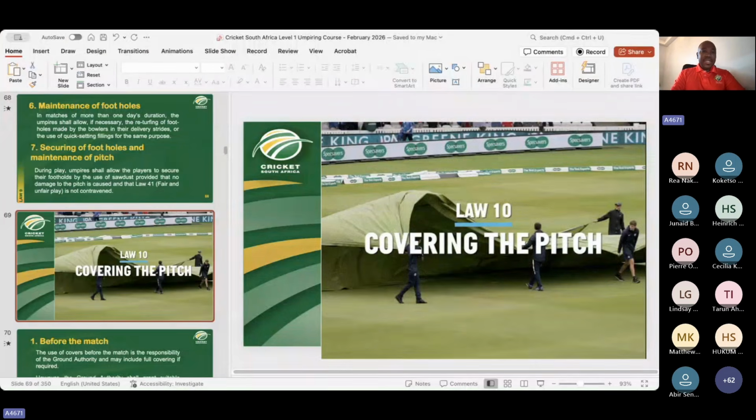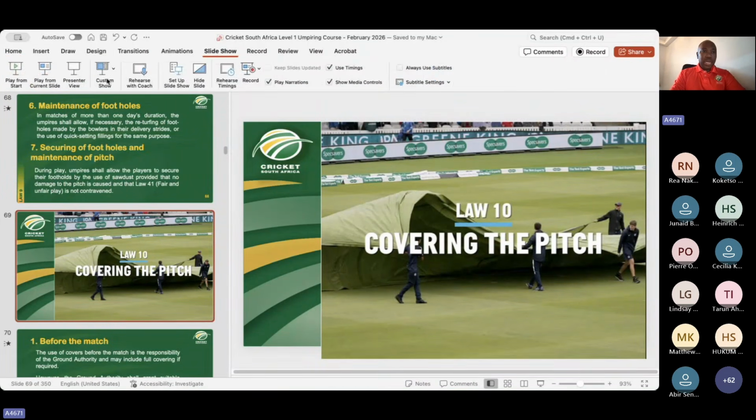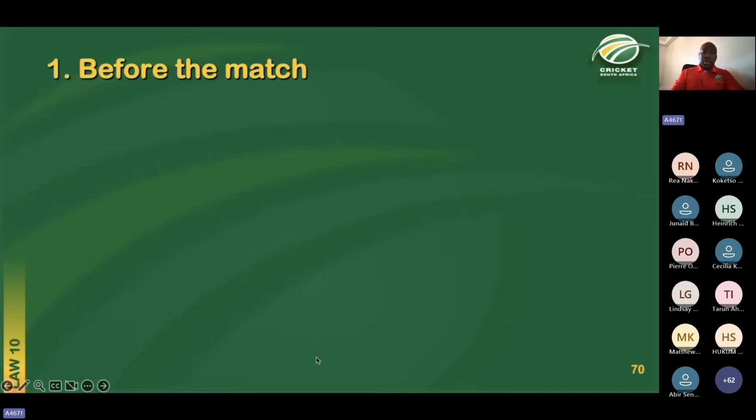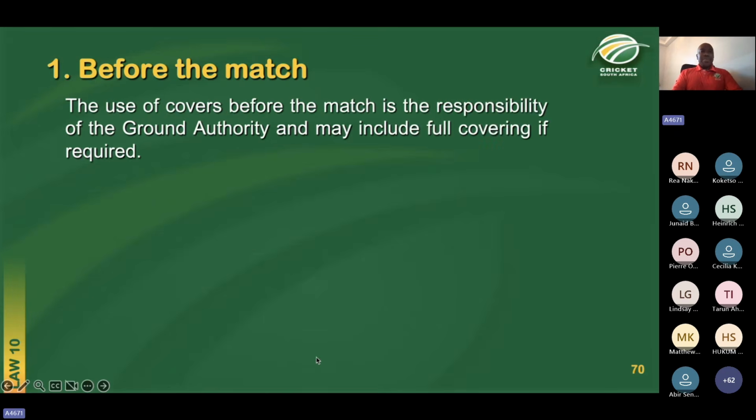So law 10 is the covering of the pitch. Are we allowed to cover the pitch? If so, when should we cover the pitch and how? Law tells us that before the match, the use of covers is the responsibility of the ground authority and may include full covering of the pitch and indeed the square and the field.